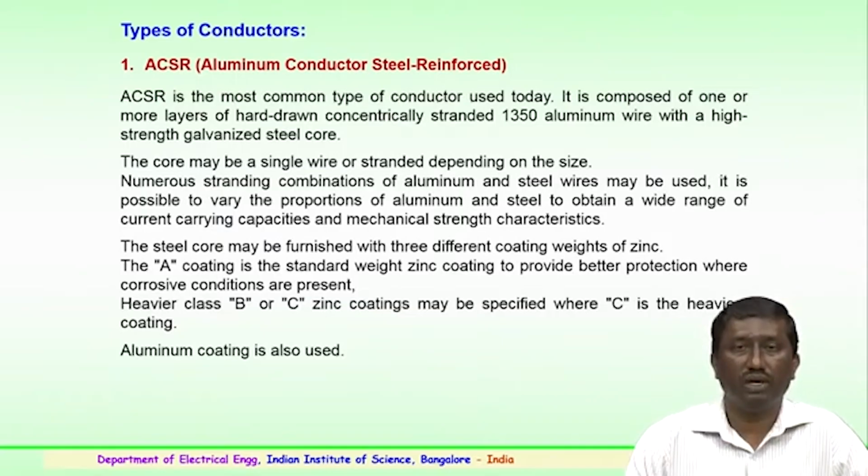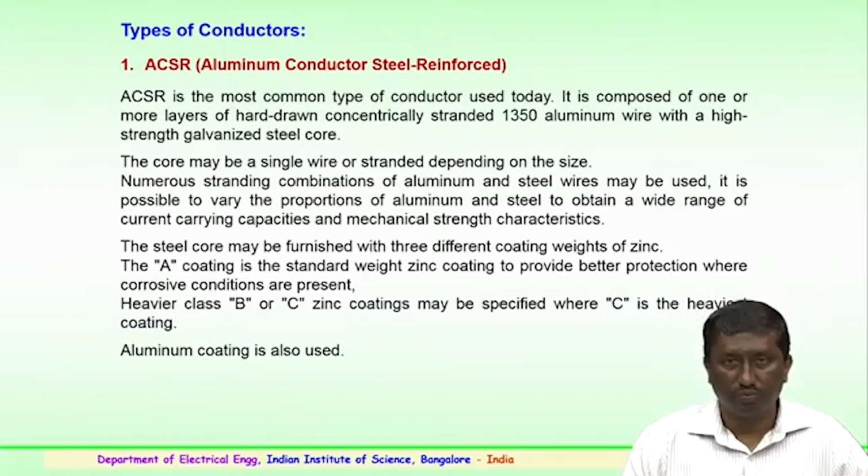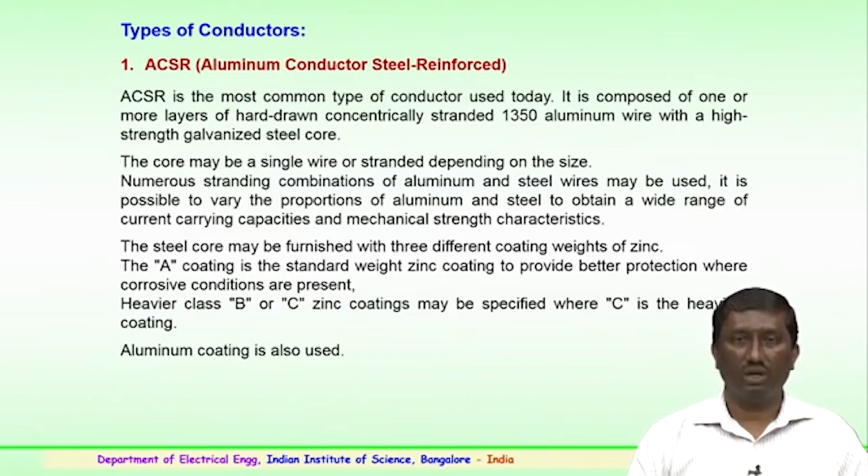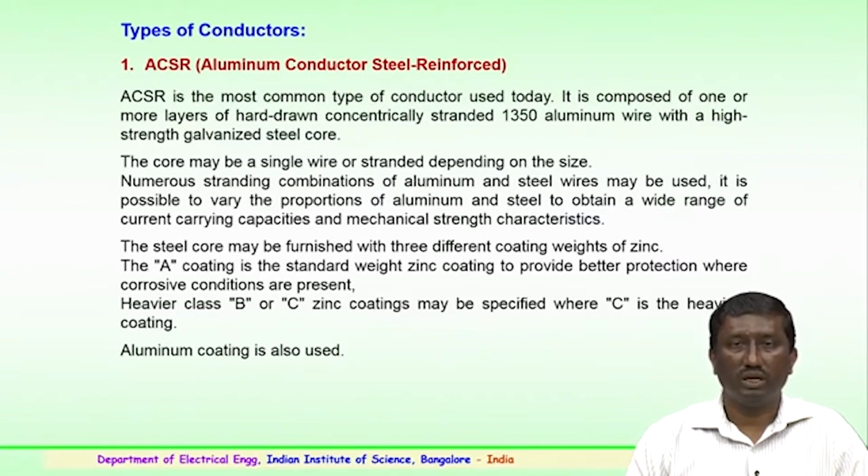The core may be a single wire as mentioned, or stranded depending upon the size. So, it could be 3, 7 or many more. We will see how the ACSR conductors come in various types, with different strandings and how many steel cores exist. Numerous stranding combinations of aluminum and steel wires could be used. It is possible to vary the proportions of aluminum and steel to obtain a wide range of current carrying capacities and mechanical strength characteristics. So, that is an important point.